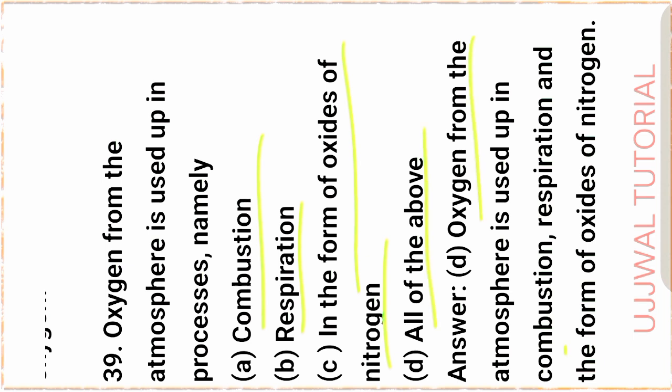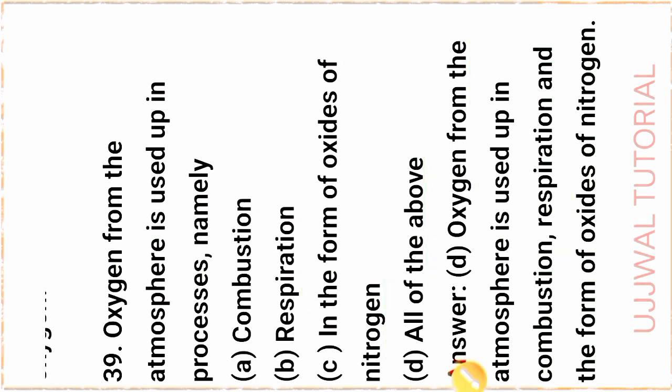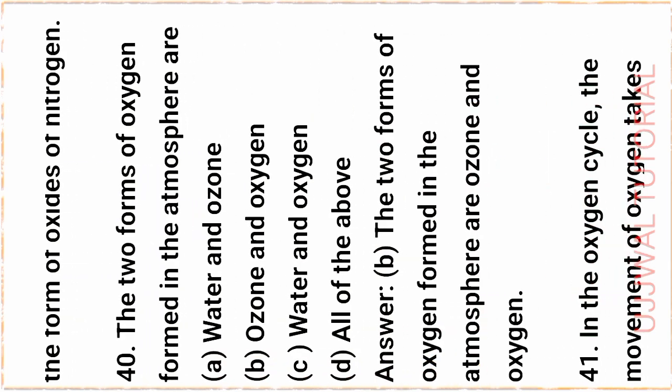Oxygen from the atmosphere is used up in combustion, respiration, and in the form of oxides of nitrogen. Next question, question number 40. The two forms of oxygen found in the atmosphere are, option B, ozone and oxygen. The two forms of oxygen found in the atmosphere are ozone and oxygen.